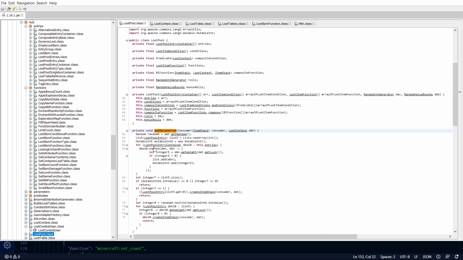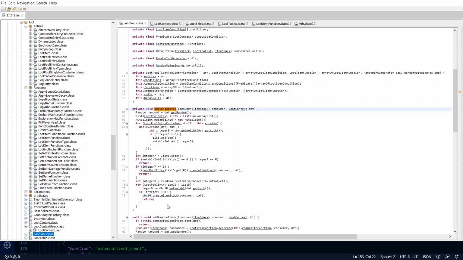For choosing which of a pool's items will be given, a nextInt call is made with the parameter being the total weight of that pool's items. Then for each item in the pool, the result of that call is decremented by the weight of the item, and once the result becomes negative, the current item is selected.